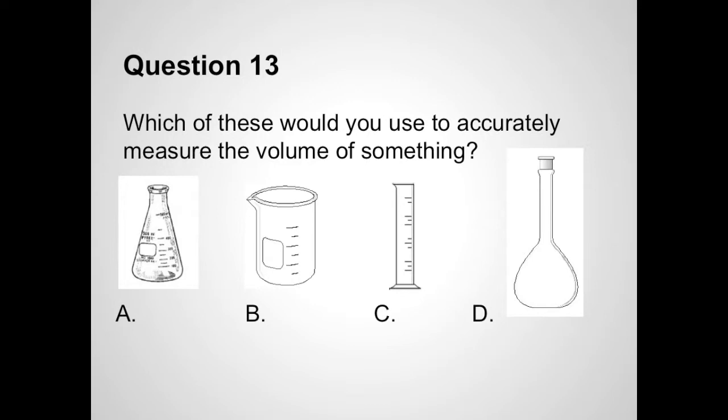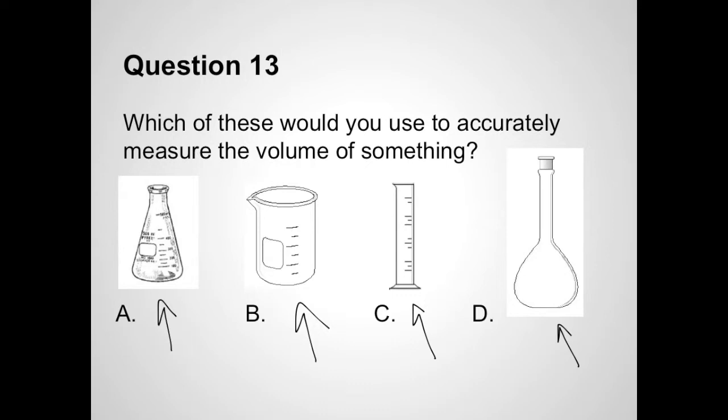Which of these would you use to accurately measure the volume? Well, these are all different instruments for measuring volume. Erlenmeyer flask and beakers. This is a graduated cylinder, and this is what's called a volumetric flask.